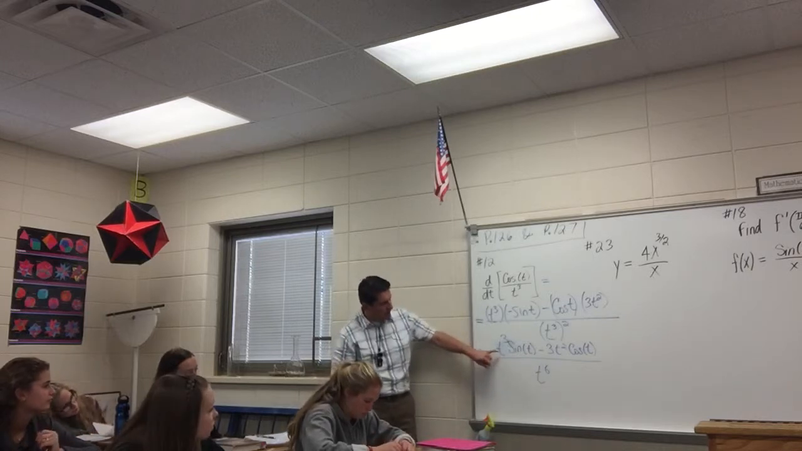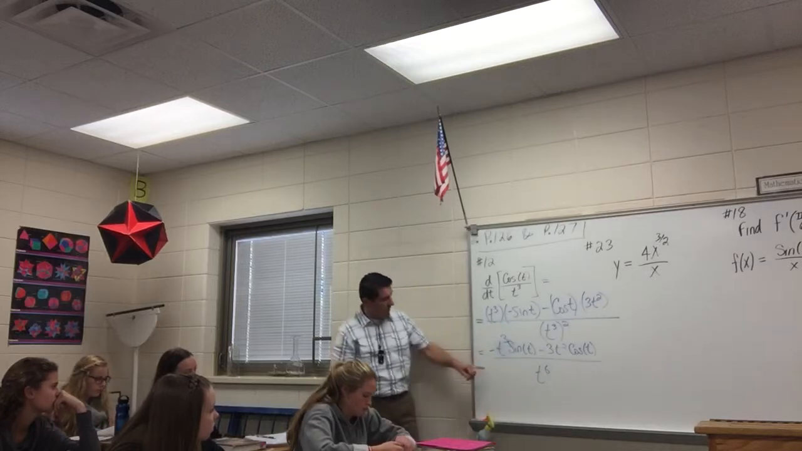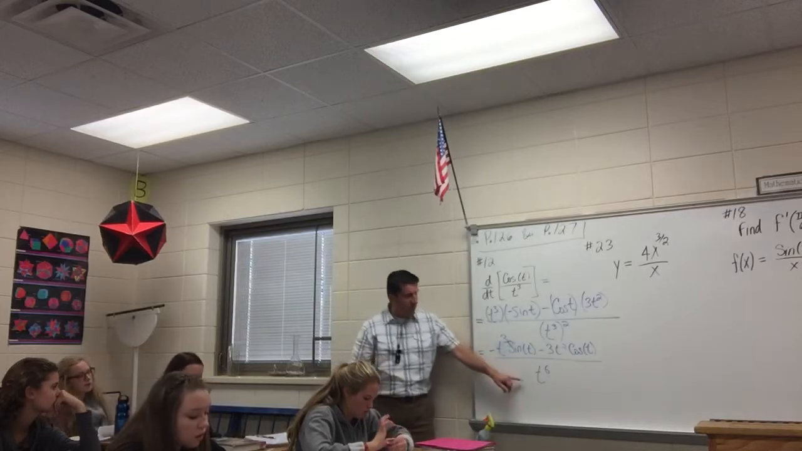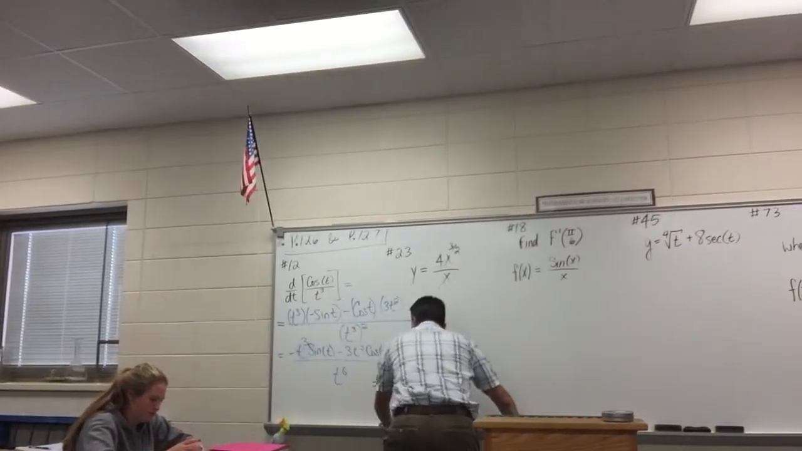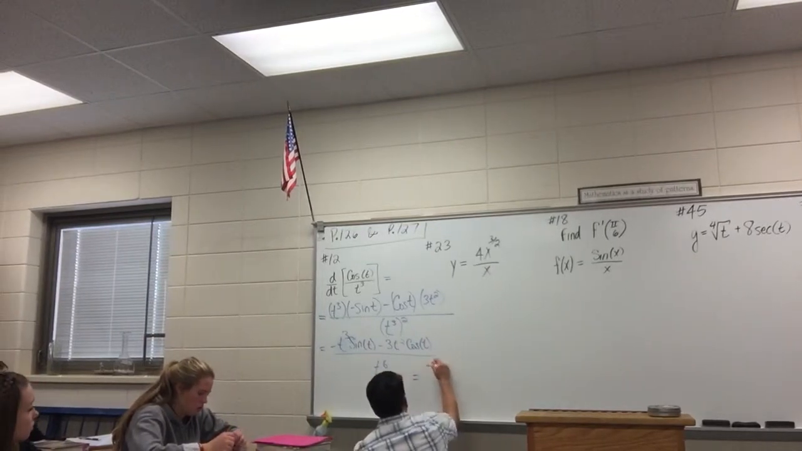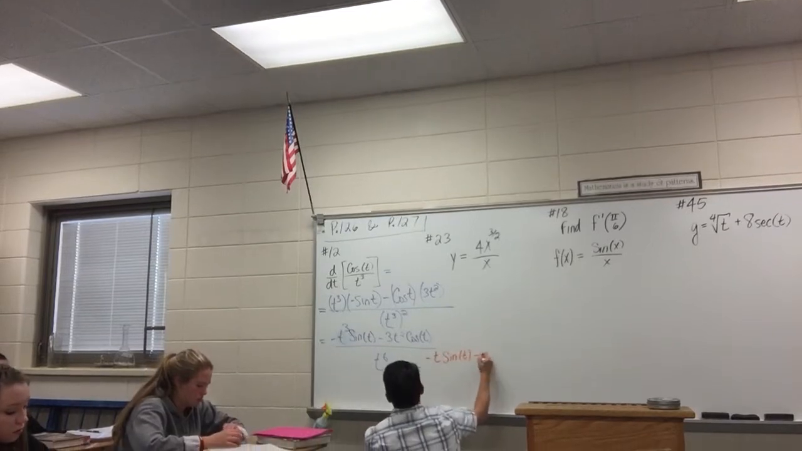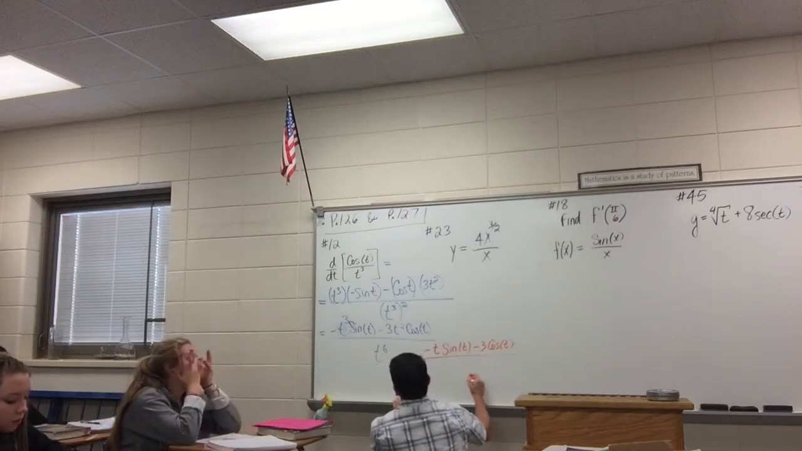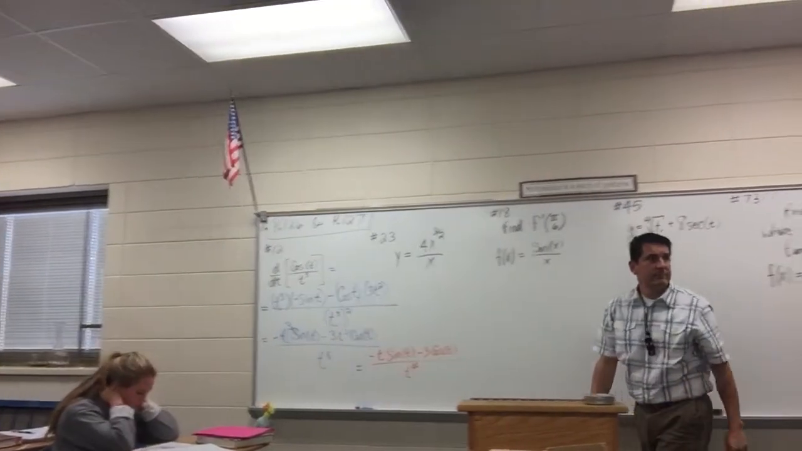But do you see that there's a t to the third here, t squared here, and t to the sixth here? So you can actually factor out a t squared, and then cancel it with the t to the sixth. If you do that, we'll write a final answer here. I won't write the inner step, but you're going to factor out a t squared out of both. It's going to give you minus t times the sine of t minus 3 cosine of t, all over t to the fourth. Did I do that right?